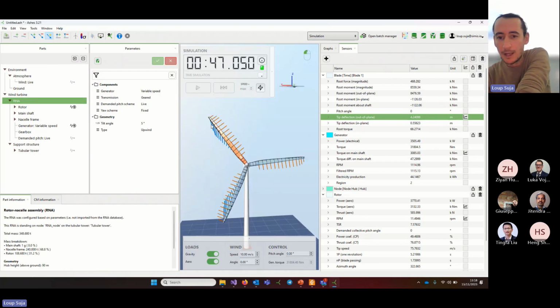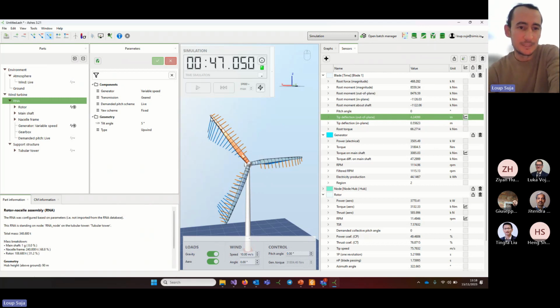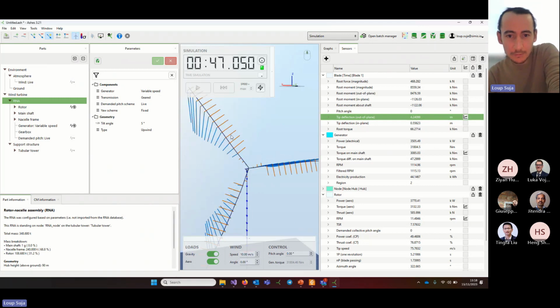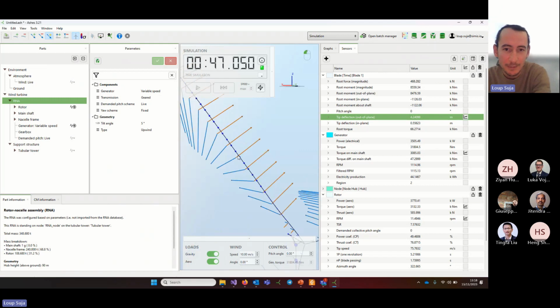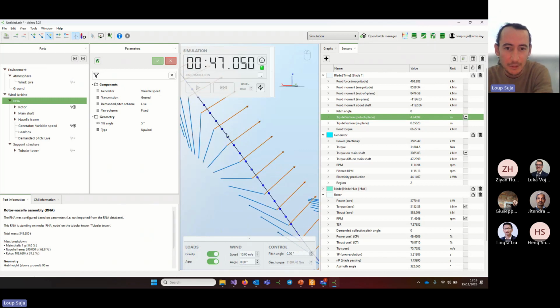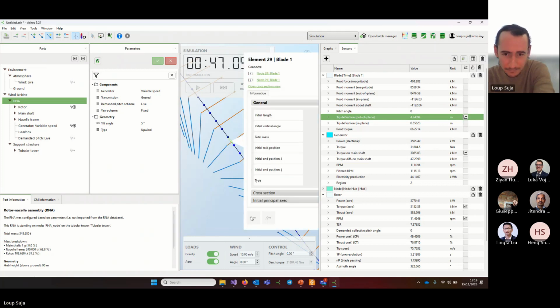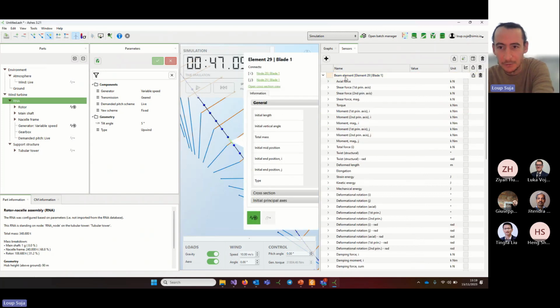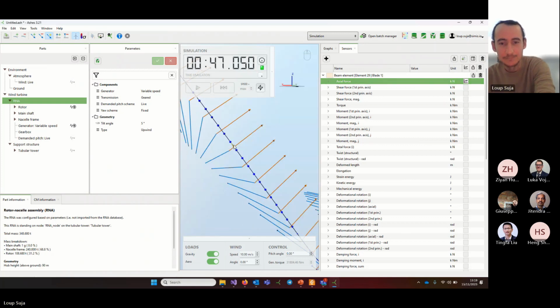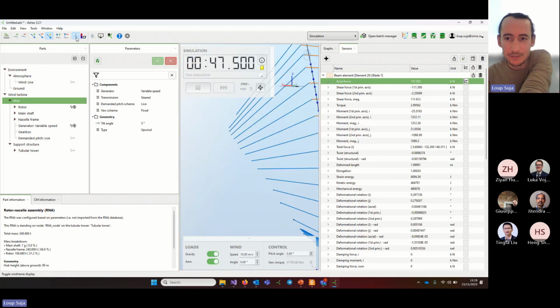Okay. And again, because this is all finite element software, I also want to have a look into what's happening inside the blades. So we're going to open an element here. This one, for example, and then I'm adding a sensor, and we're going to look at the axial force. So the axial force is how much you're pulling on the blade or pushing the blade. Okay. And I'm going to start my simulation again.